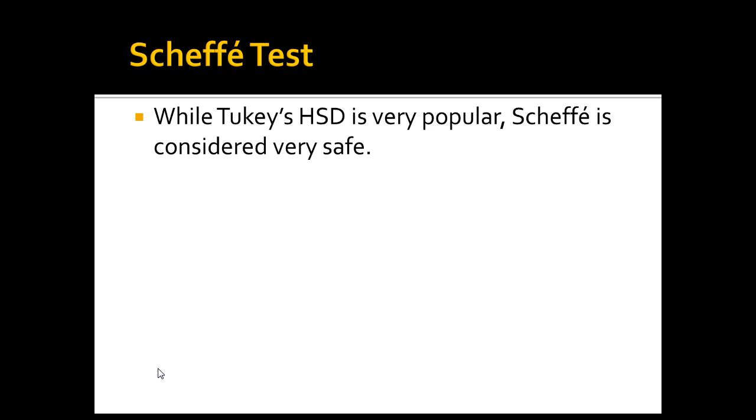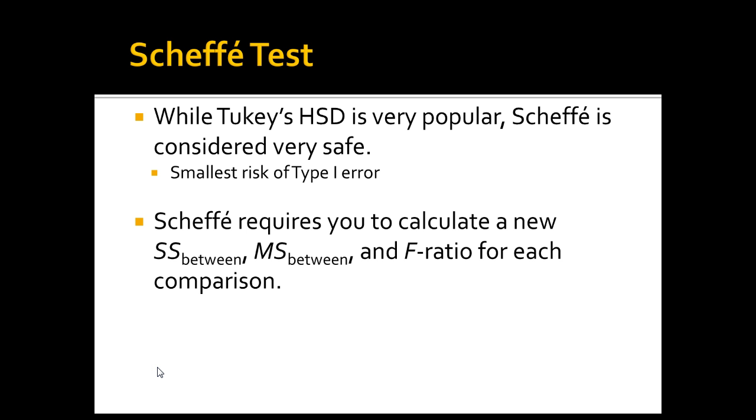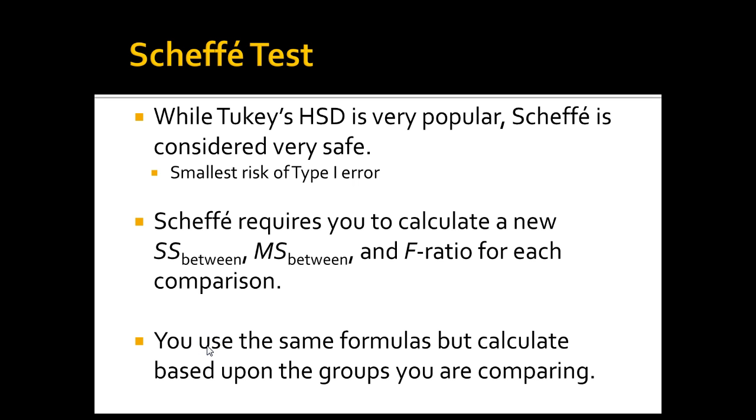Last but not least, the Scheffé test is very conservative. Scheffé is considered more safe, with the smallest risk of type 1 error. The Scheffé test requires you to calculate a new mean square between and F ratio for each comparison, so that's not pleasant. It uses the same formulas, but you only calculate it based upon the groups you're comparing, just those two groups.